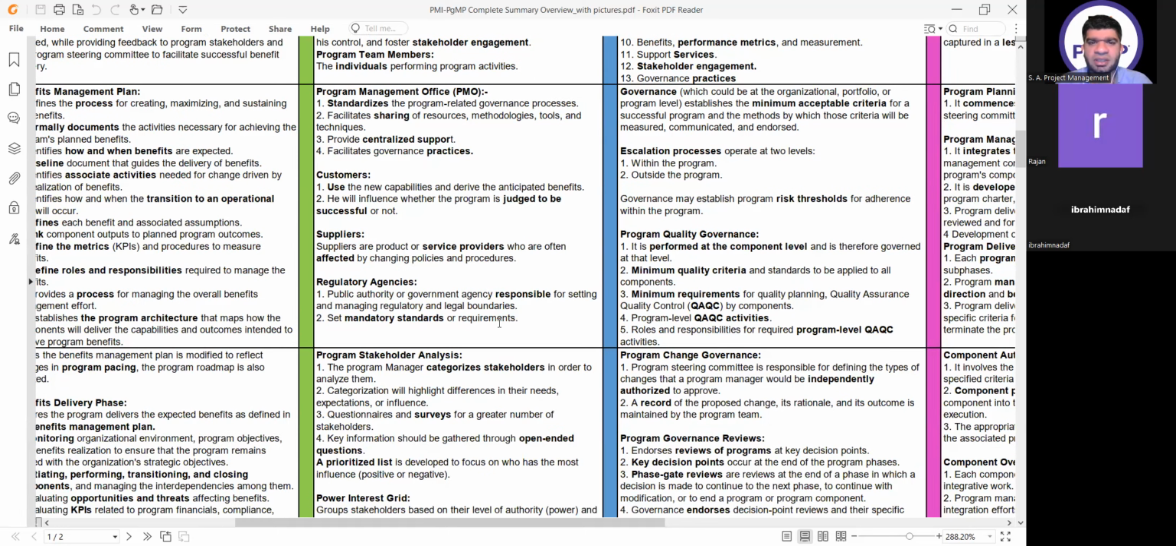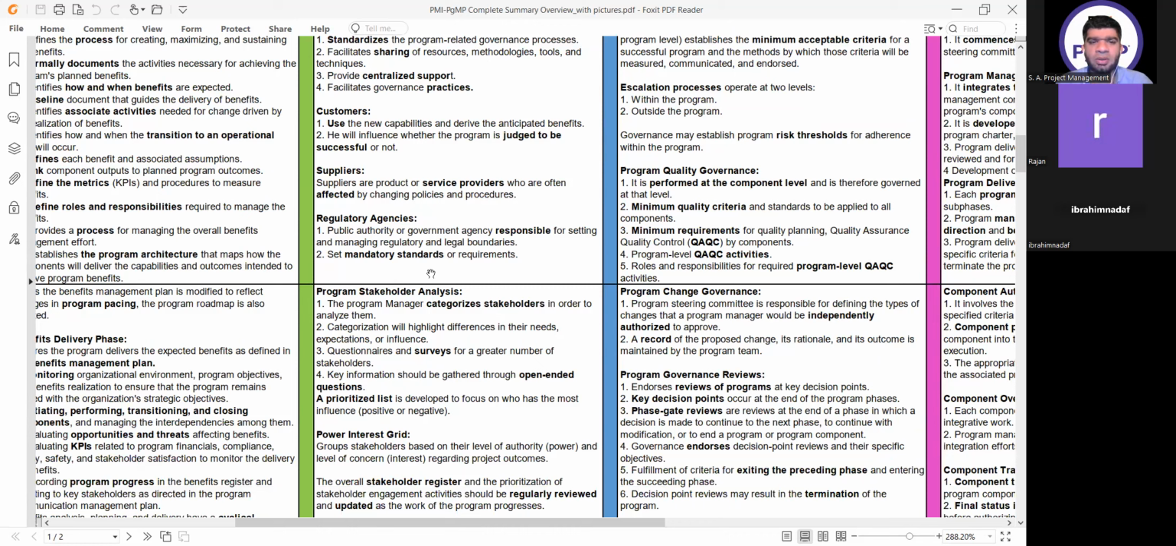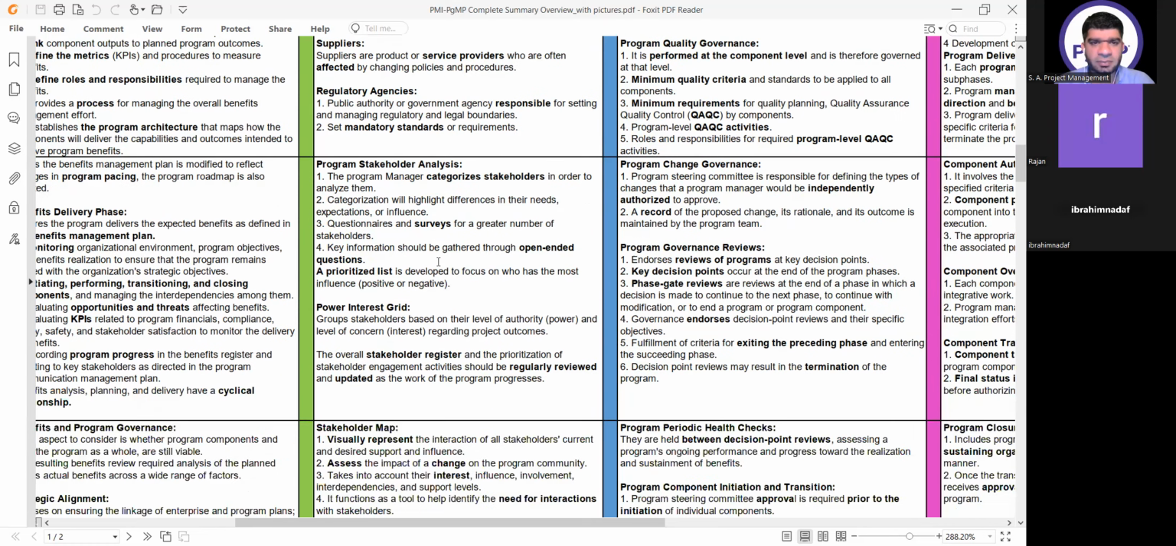Customers, suppliers, regulatory agencies. When he tells you about mandatory standards, legal standards, that must be followed, this is coming from the regulatory agencies.